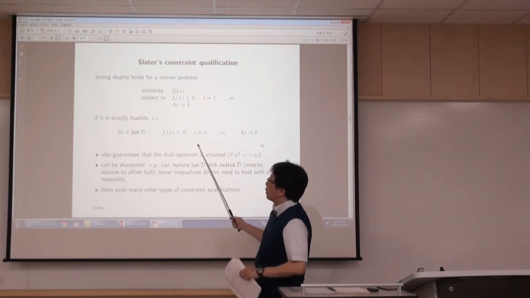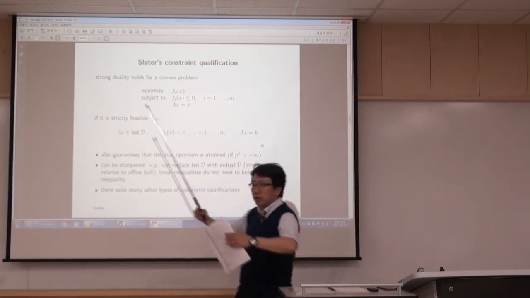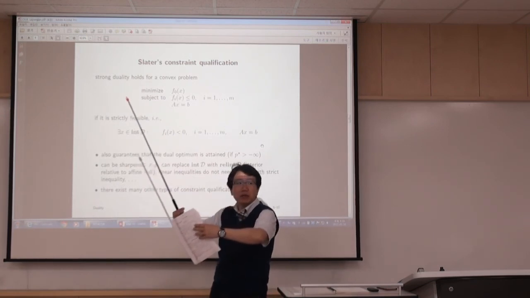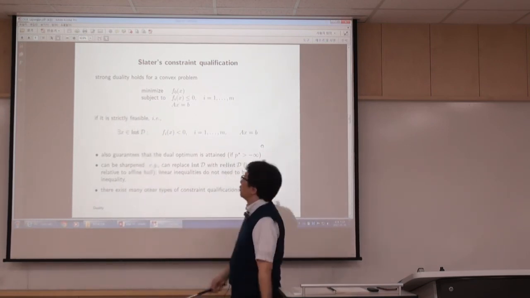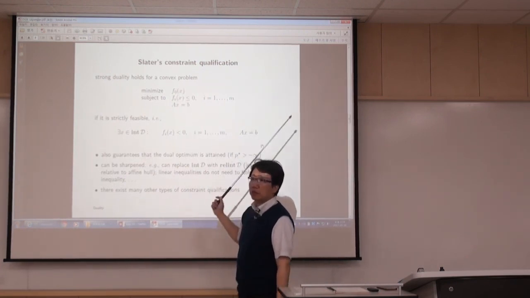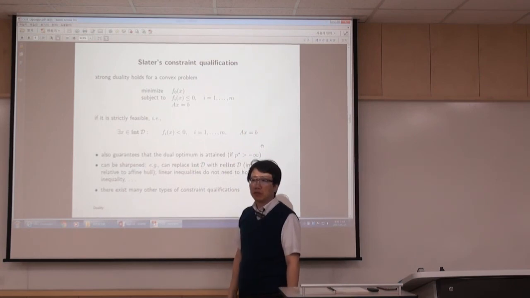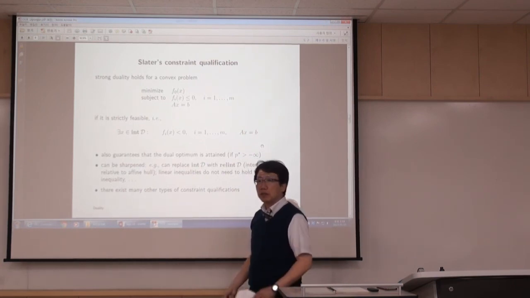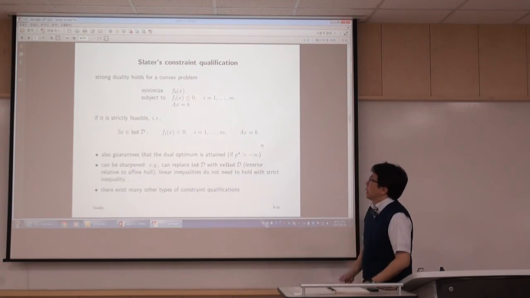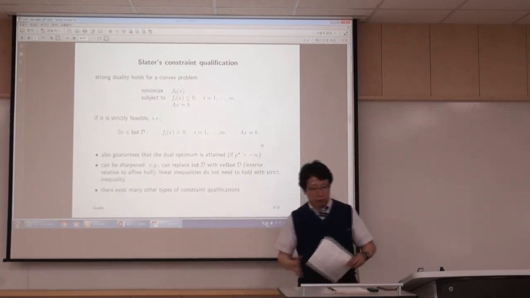And if that set, a little bit smaller than omega, is not empty, then this convex optimization problem has strong duality. Got it? Okay. And now let's apply this to our linear programming problem.